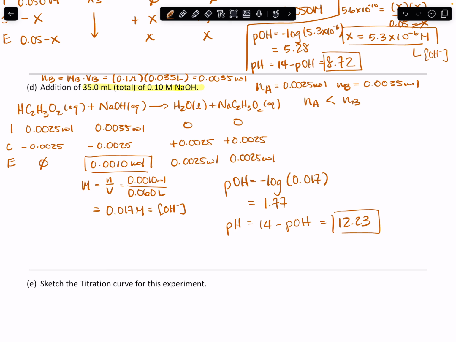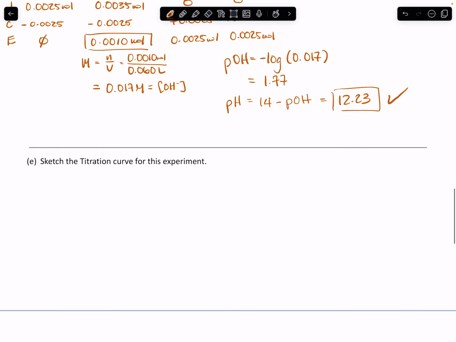So I asked myself, is that reasonable? I have a lot of strong base left. I should have a pH value that's pretty high. And 12.23 is much higher than the 8.72 that I saw with my acetate from the third step. So this is a very reasonable answer.